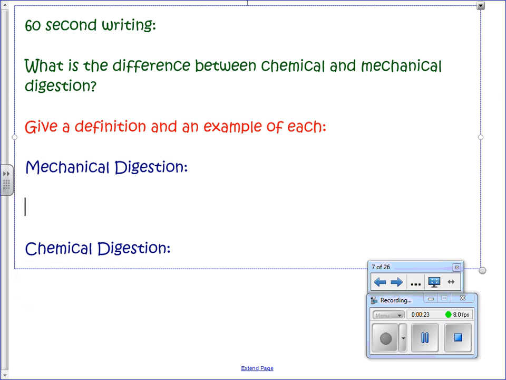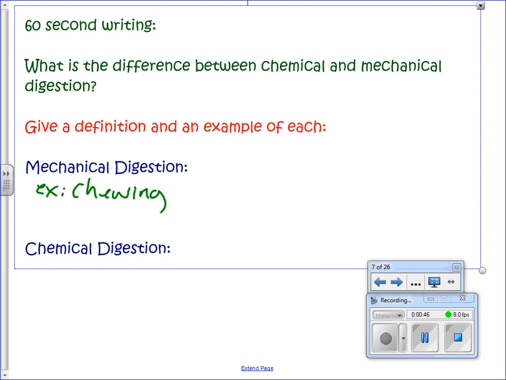So, mechanical digestion. What is our 60-second writing for today? What's the definition of mechanical digestion, and give an example? We talked about this yesterday. Who can answer this? Mechanical digestion. Yes. Okay, so for example, would be chewing.